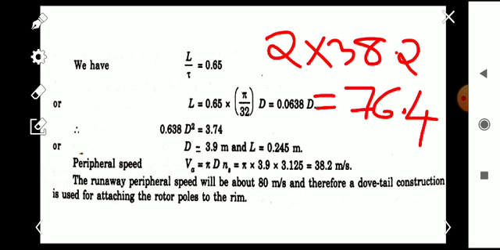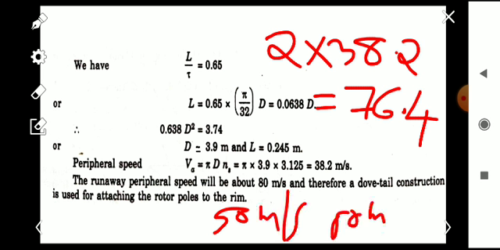So it is above 50 meter per second and below 80 meter per second. So here, in between 50 and 80, we are using dovetail construction. Okay, dovetail construction for poles.